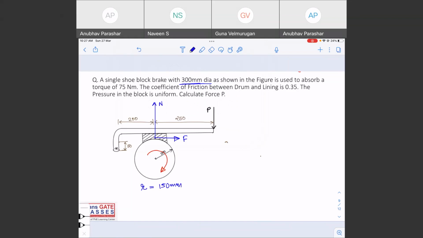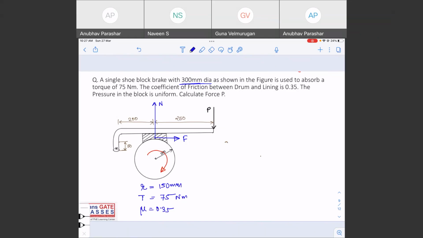Absorbed torque, what is the torque? Torque is given as 75 Newton meter. Coefficient of friction, mu, is given as 0.35, right? The pressure in the block is uniform. Calculate the force P. So you need to calculate the force P, right?